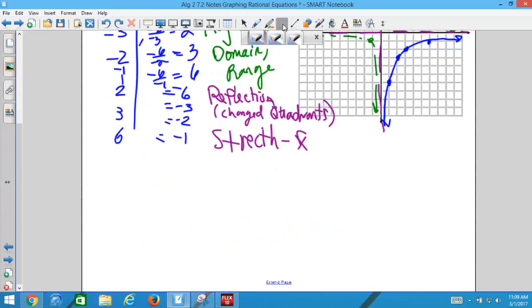I think it's struggling today. I'm trying to write neatly, but my marker's not acting right. I should probably change that.